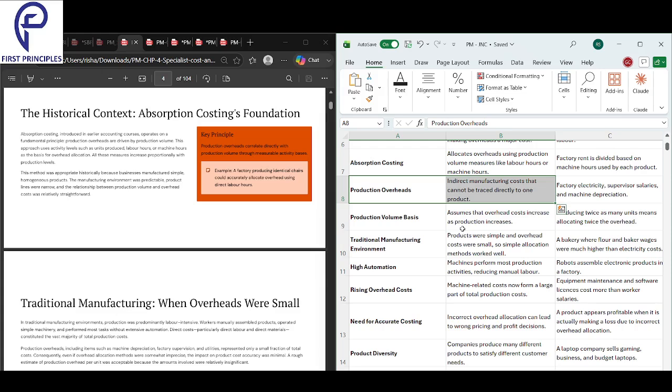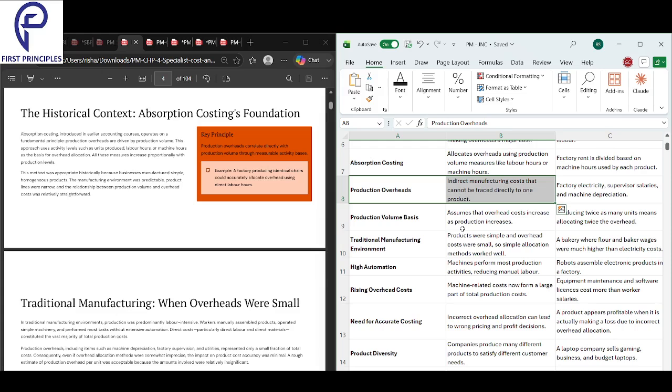And related to production means production overheads. Related to the manufacturing process is called production overheads. Break it down, simple. What is overheads? Sum of indirect cost. What is indirect cost? Any cost that goes to a product but cannot be traced to one unit. That is an indirect cost. Add all the indirect cost, it's overhead. Overhead related to the manufacturing process, production overhead.